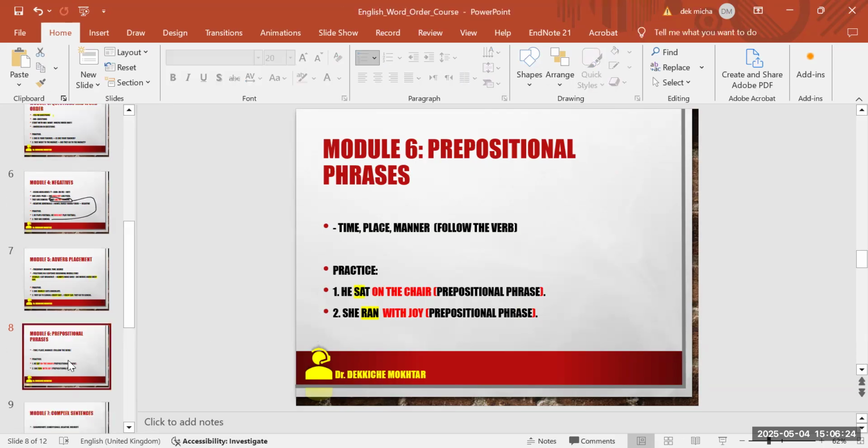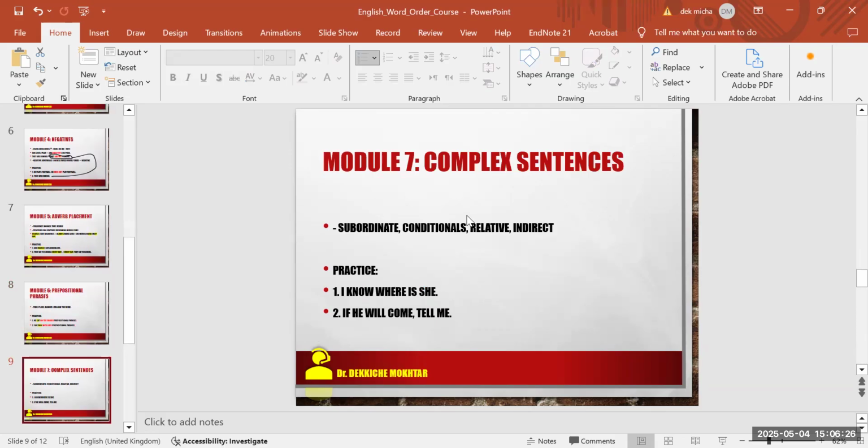The complex sentences. English also uses complex sentence structures that include subordinate clauses, conditionals, relative clauses, and indirect questions. In this course, we are going to give you a snapshot of complex sentences, and complex sentences will be the subject of another lecture.